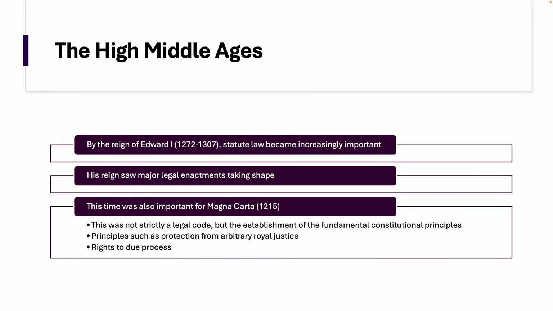We also see events in the High Middle Ages such as that of Magna Carta, a landmark legal document, not strictly a law code. Magna Carta came out of the rebellion by the barons of King John, and this, of course, leads to the forcible acceptance of Magna Carta, which established fundamental constitutional principles such as the protection from arbitrary royal justice and basic, quite rudimentary rights to due process, as well as limitations on taxation without consent.